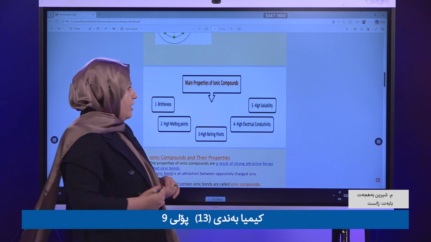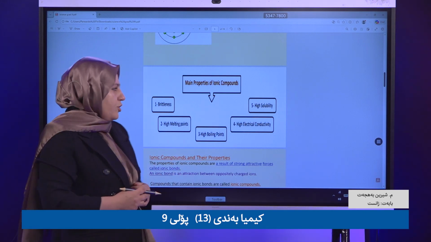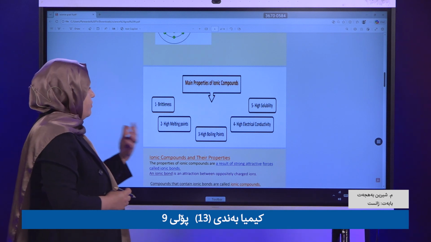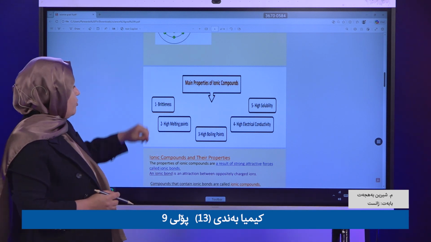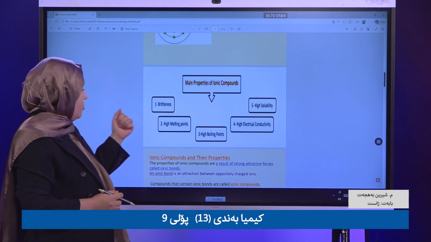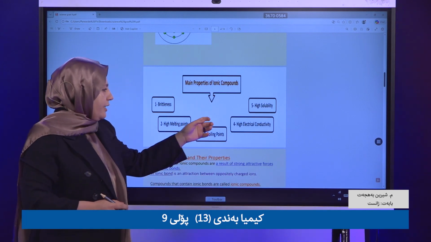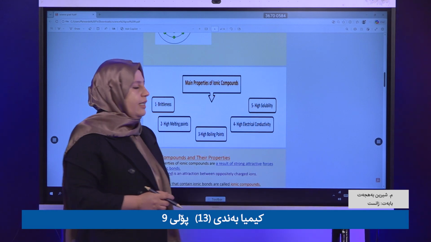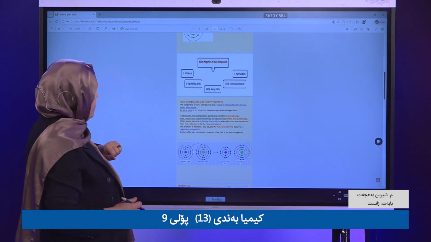Main properties of ionic compounds. Okay? Let's learn about ionic compounds. They have many properties which make them different from covalent compounds. The first one is brittleness. The second is high melting point and high boiling point, then high electric conductivity and high solubility. Let's see how. I'm going to explain in detail.